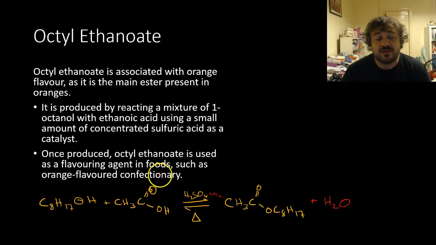So once produced, the octyl ethanoate is used as a flavoring agent in foods, like Jaffas, for example, so any orange-flavored confectionery. So I hope that made sense. There's a lot to take in there.